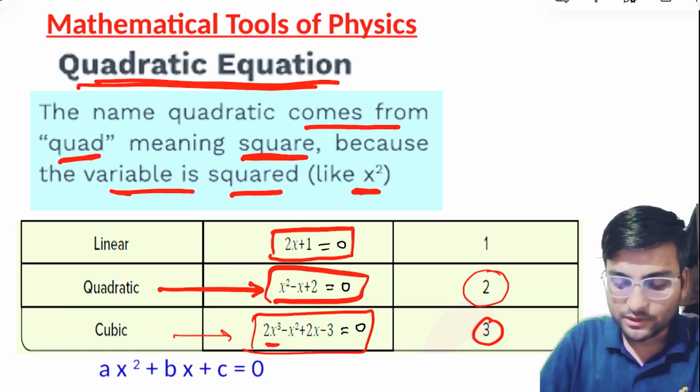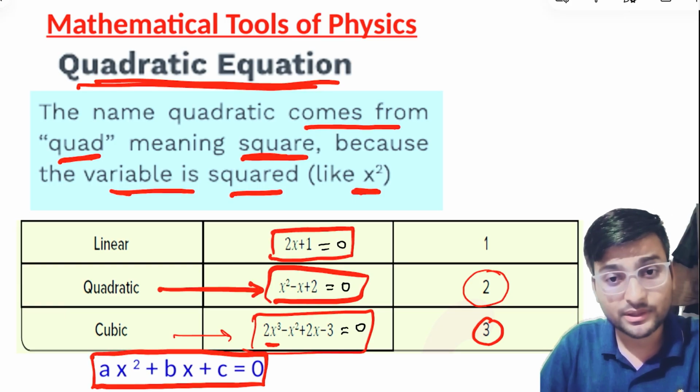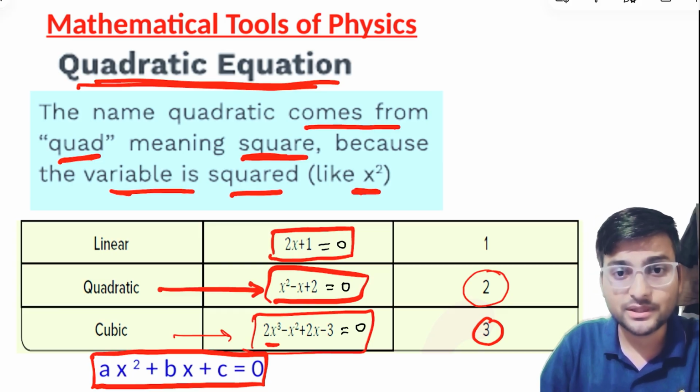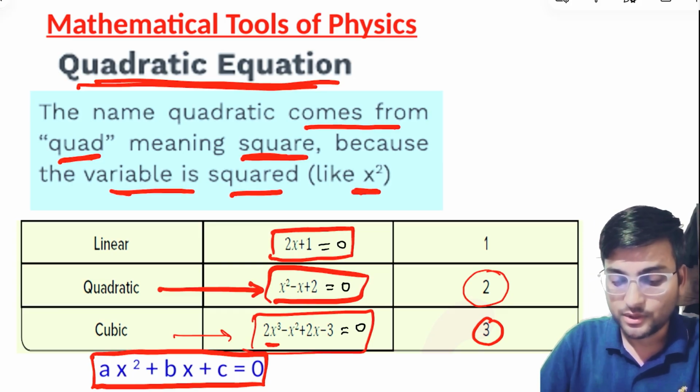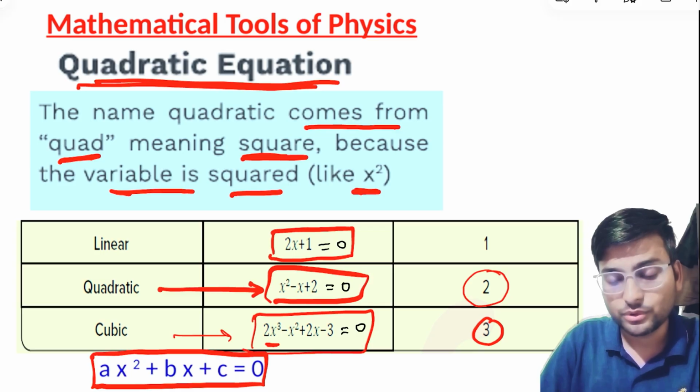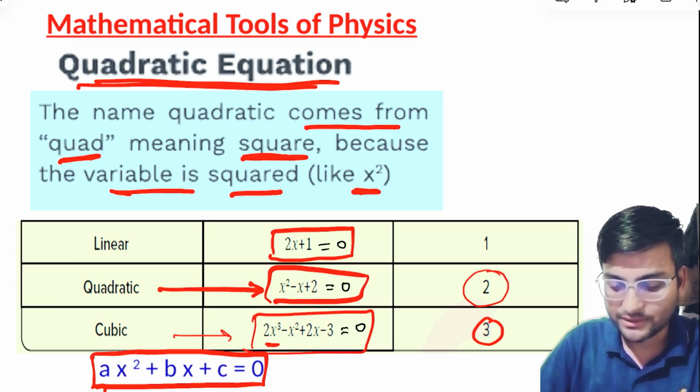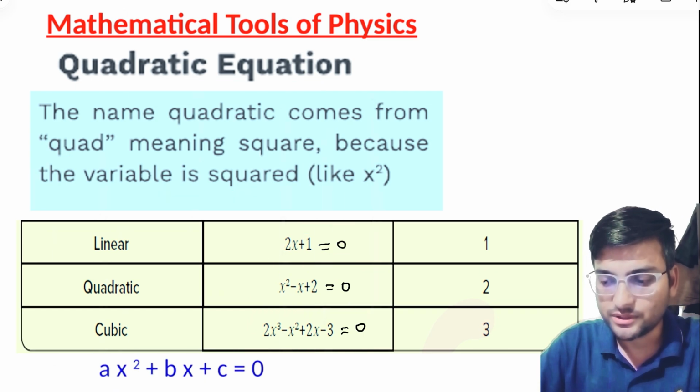The first thing is that ax square plus bx plus c equal to 0 is the quadratic equation format, meaning the equation is in the form of a quadratic equation. We can find the value of the roots by this formula: x is equal to minus b plus minus root d by 2a. Here d is nothing but the discriminant. Let's see what the discriminant is.